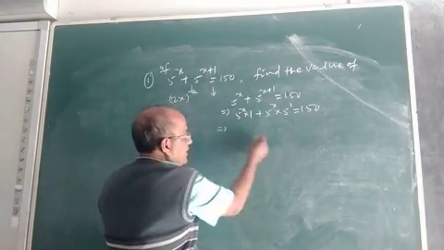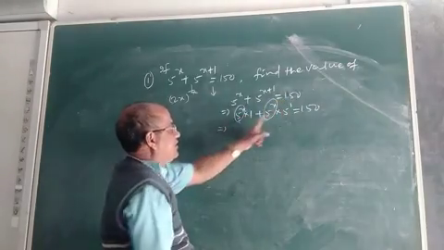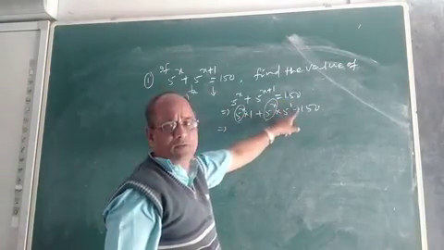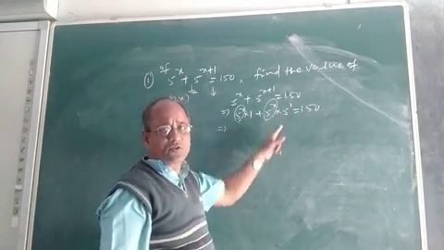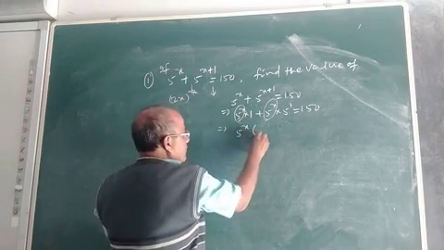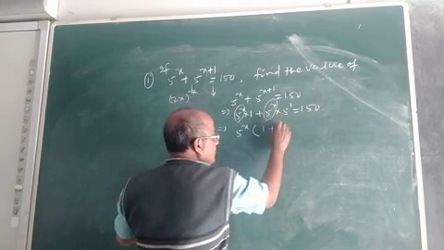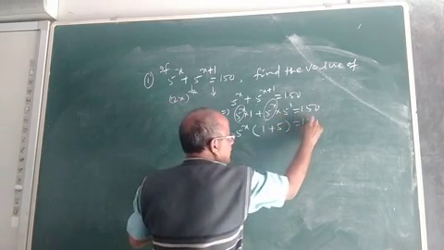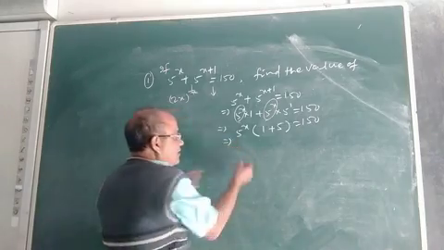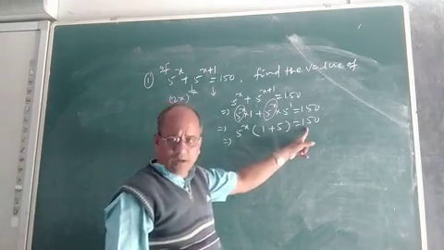Now, what will be the next step? Now, look at 5 to the power x and 5 to the power x. It is multiplied by 1 here and 5 to the power 1 here in the second term. So, we can take common 5 to the power x. So, what will be left here? 1. And what will be left here? 5 to the power 1, that is 5. So, it is 150. Now, 5 plus 1 is how much? 6. 6 into 5 to the power x equal to 150.